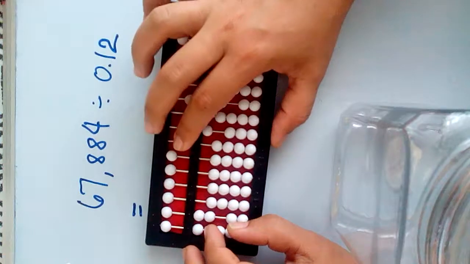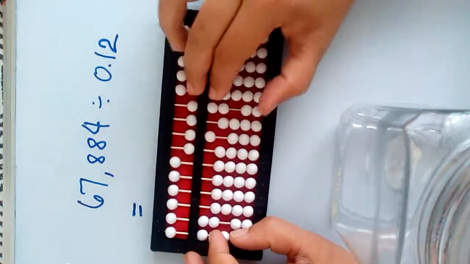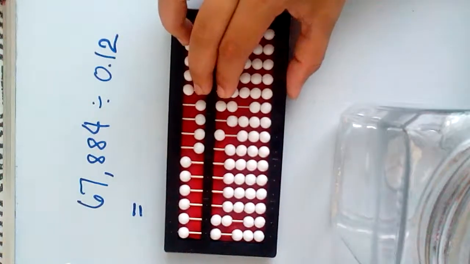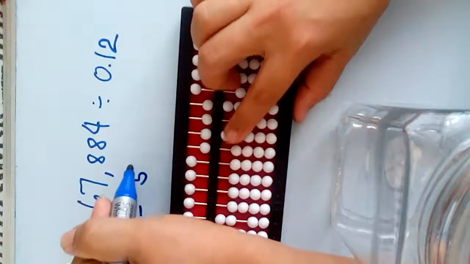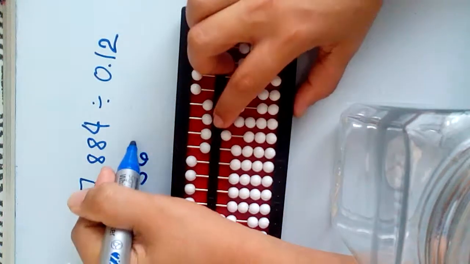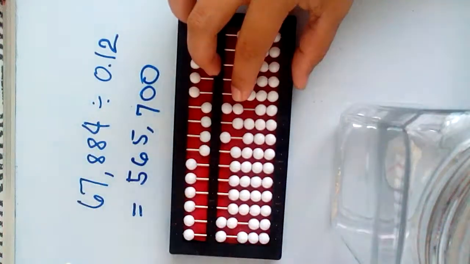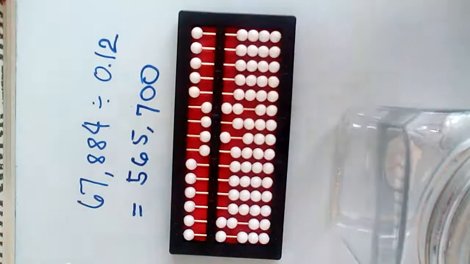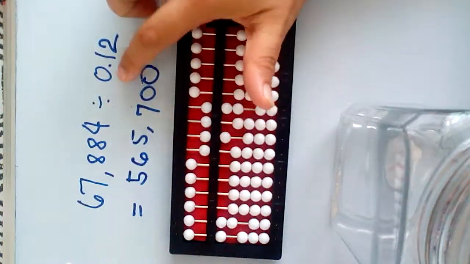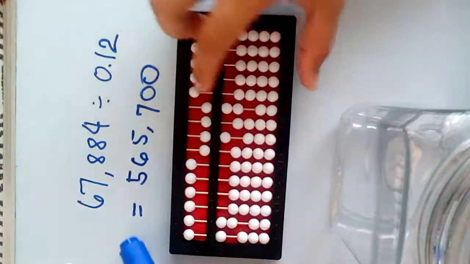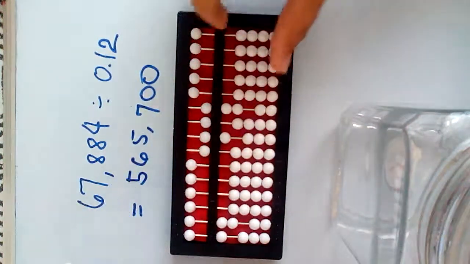So this is 565,700. So our answer is 565,700. So 67,884 divided by 0.12 equals 565,700.